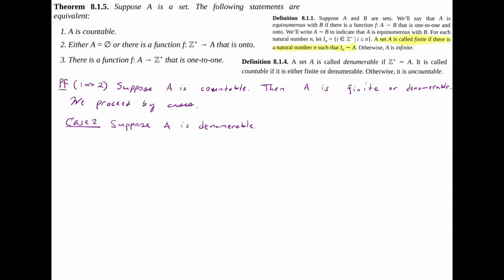So suppose that A is denumerable. Well, if A is denumerable, that means that the positive integers is equinumerous to A, and thus there is a bijective function. So here we're using the definition of what it means to be equinumerous. F from the positive integers to A. And that finishes it off for 1 implies 2.